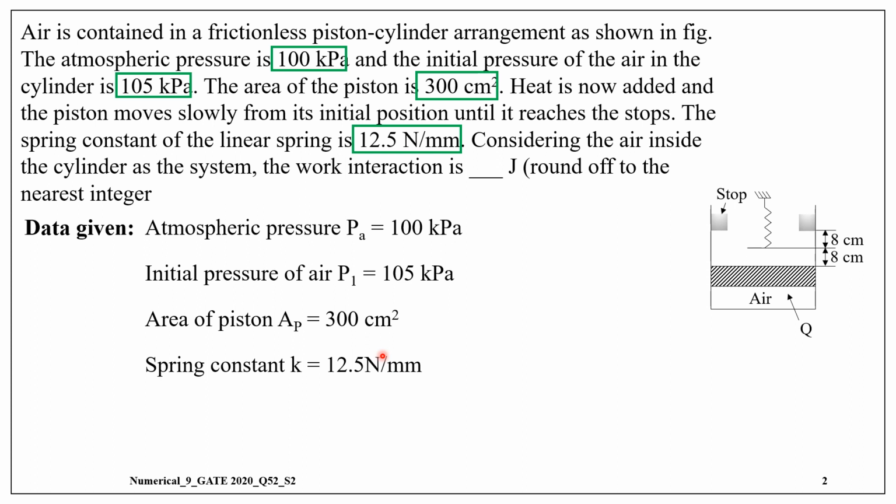Now, look for the quantity we need to calculate, that is, to find. We need to find work interaction, which is represented by the symbol W suffix T. That is the total work done. Now it's time to look for the solution.